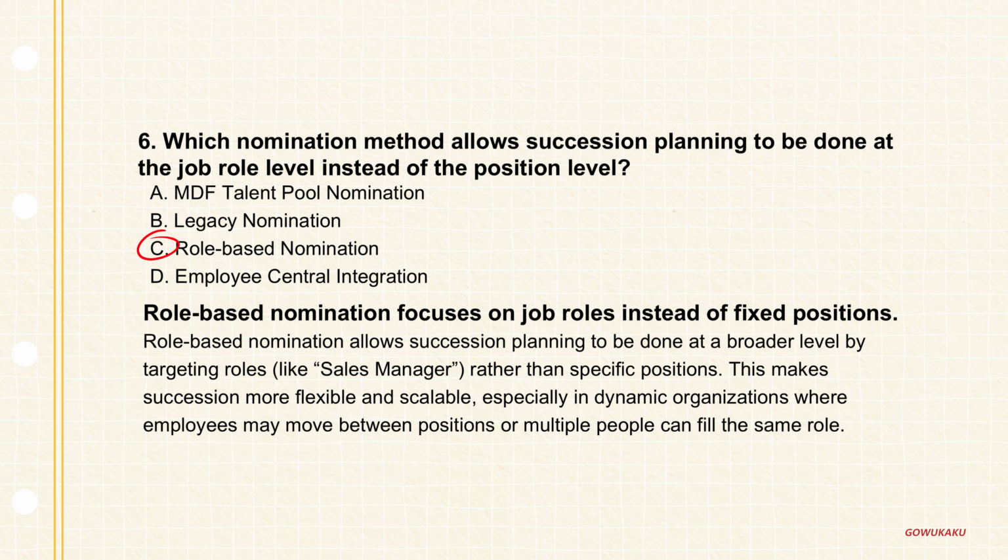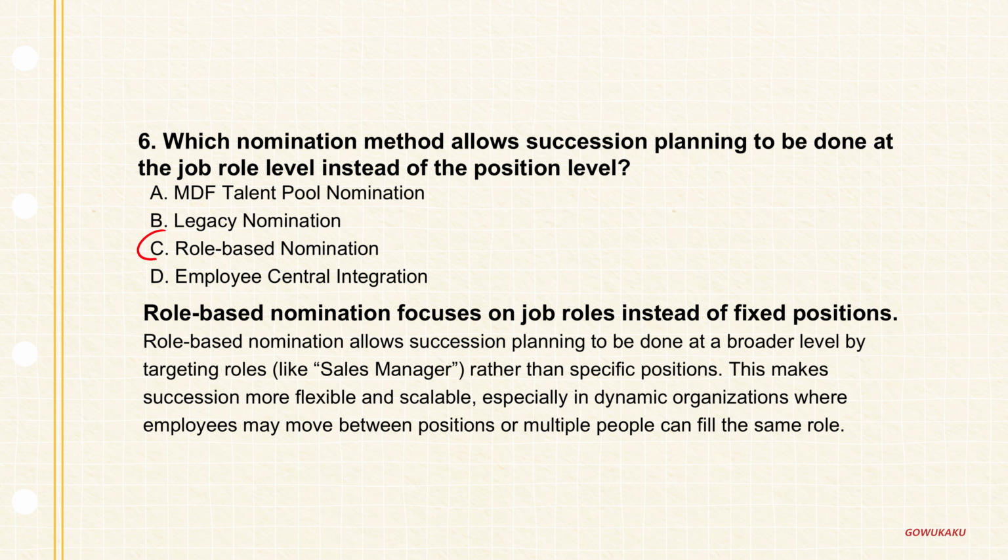Our source highlights its unique aspect, letting you plan succession at the job role level. So instead of being tied strictly to one specific position, like marketing manager North America, it focuses on a generic role, maybe just marketing manager, that multiple people could potentially fill. More flexible. Exactly. And this signifies a really strategic shift, moving away from those fixed position-centric structures towards something more agile, a role-based approach to deploying talent.